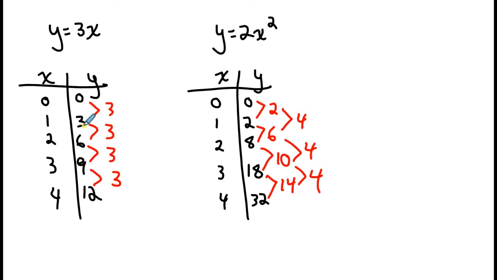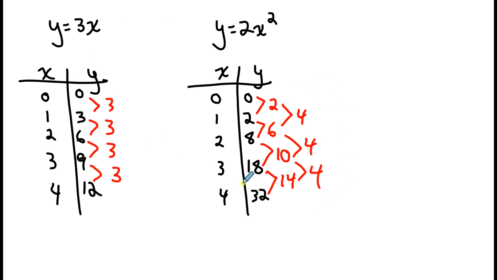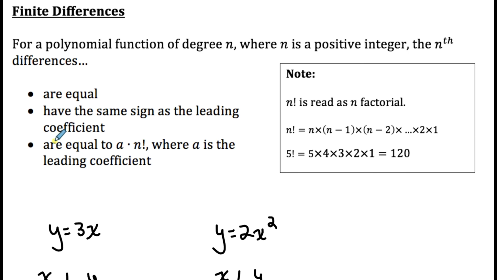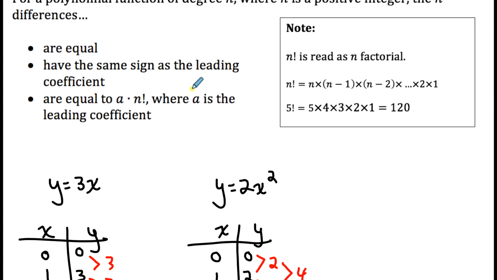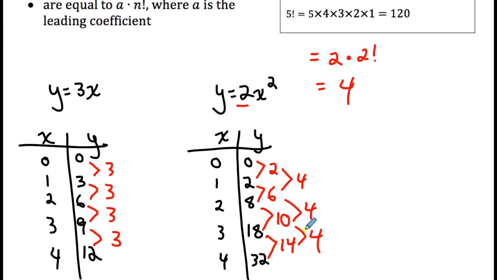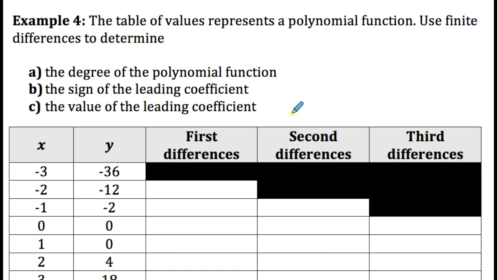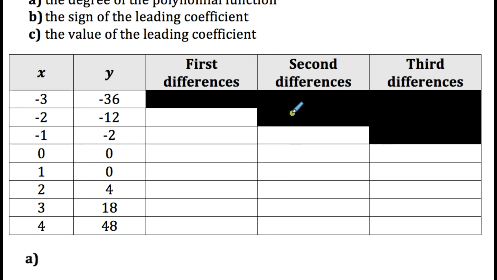And they're equal to, so the reason why this is 4 specifically is because they're equal to a times n factorial, where a is the leading coefficient and n is the degree of the polynomial function. So for this one, they're both 2, so maybe it's not a great example, but the finite differences would be equal to a, the leading coefficient, multiplied by the degree factorial. 2 factorial is 2 times 1, which is just 2, so we get 4. There we go, 4.